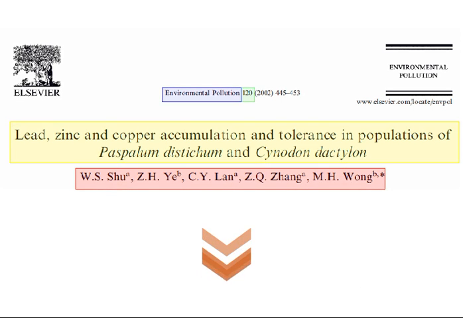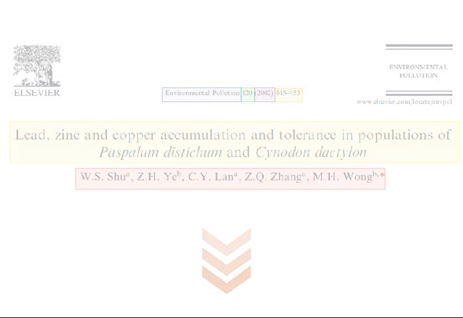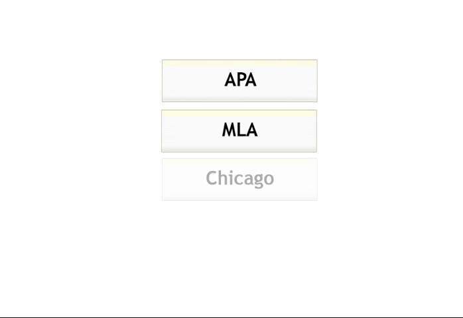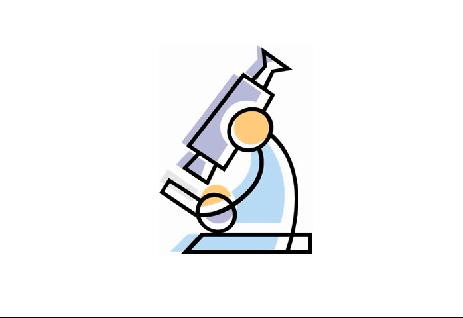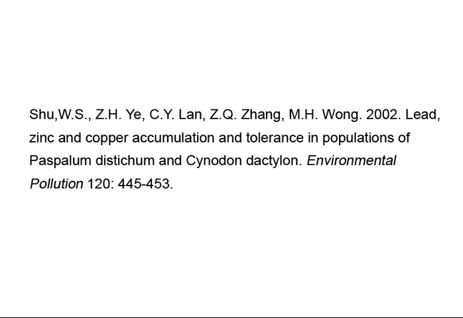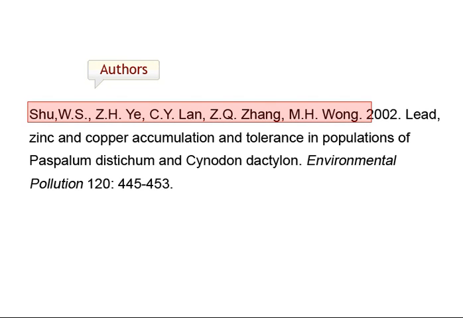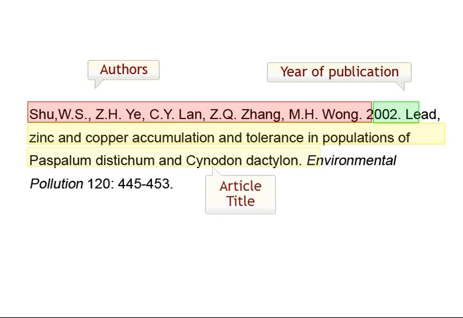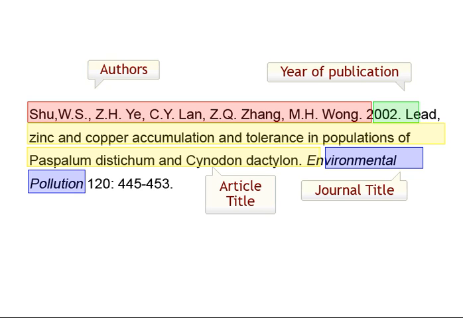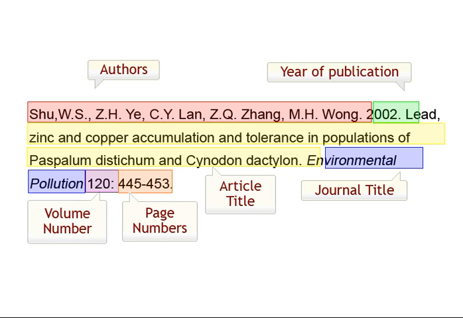Now that you have all the key components identified, you can start putting together your citation. While there are a number of different citation styles that can be used, such as APA, MLA, Chicago, and AMA, we will be focusing on a typical citation style that is used in biology. A typical citation style used in biology consists of the following components: the author's last name followed by their first and middle initial, the year of publication, the article title, the journal title, and the volume number of the journal, followed by the page numbers of the article.